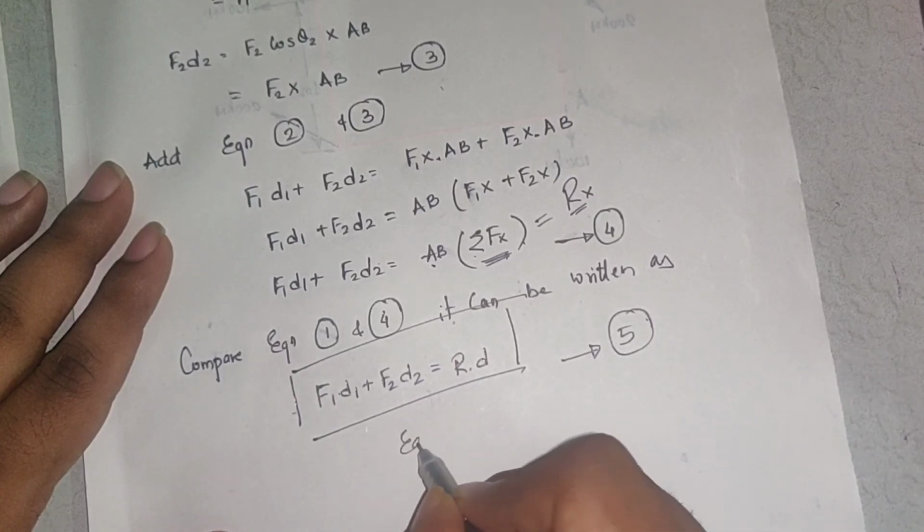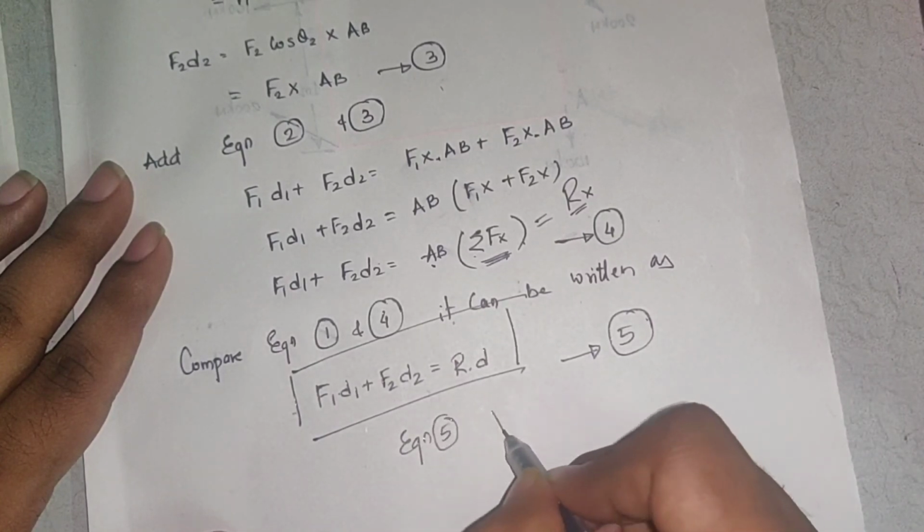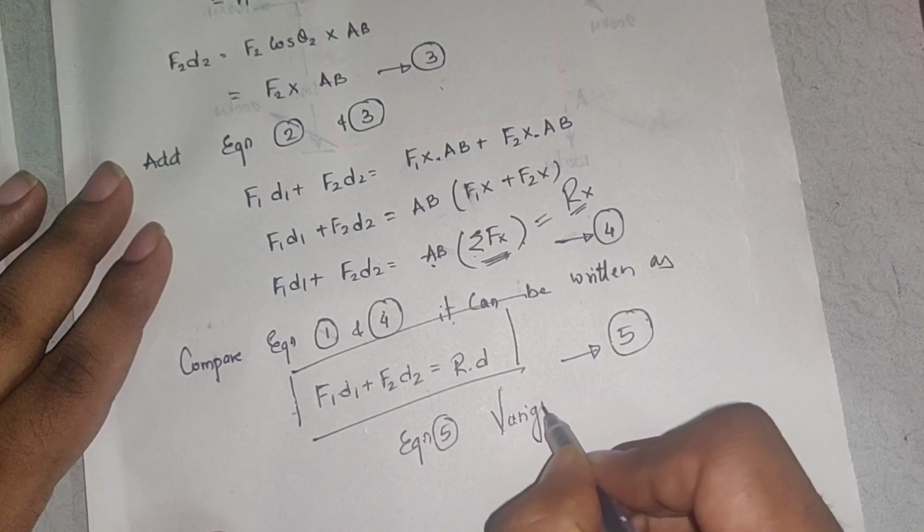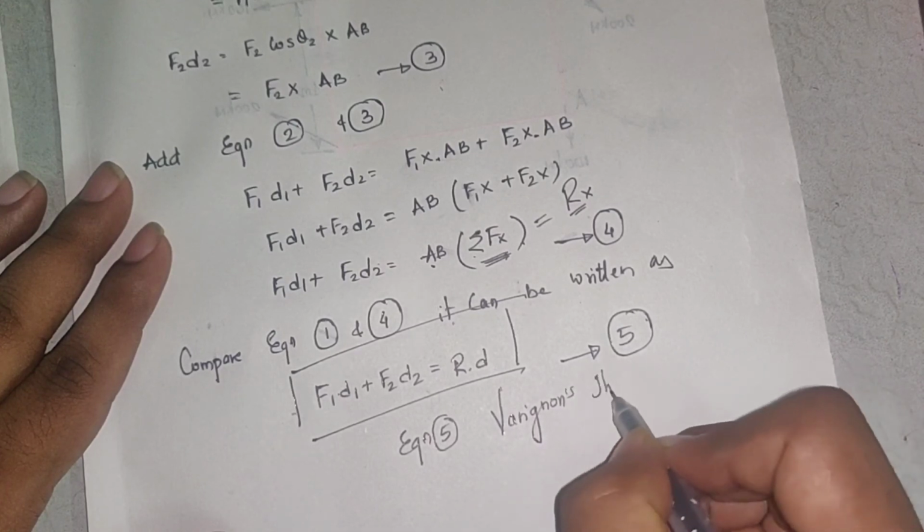So equation 5 indicates Varignon's theorem.